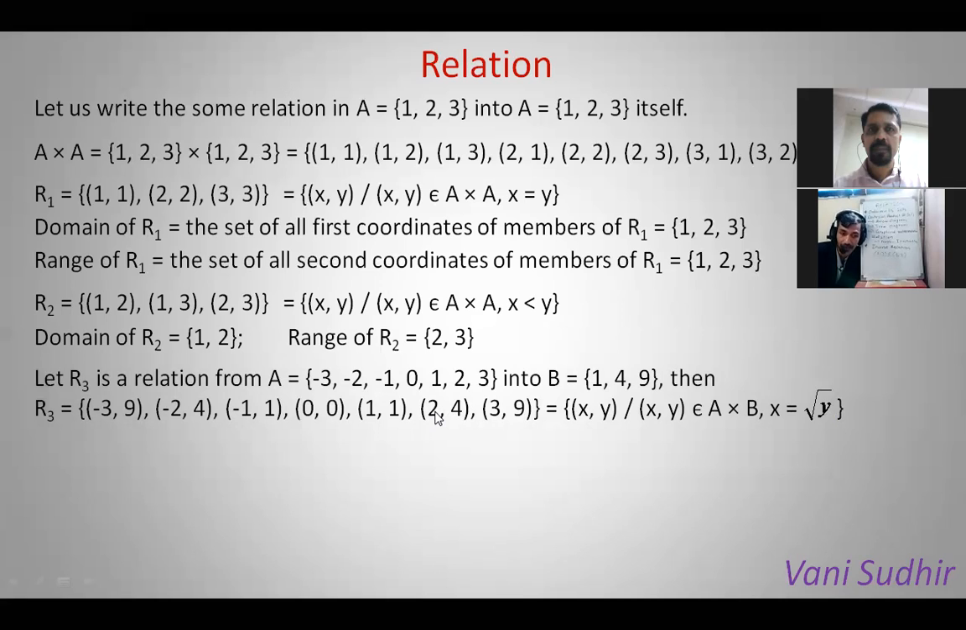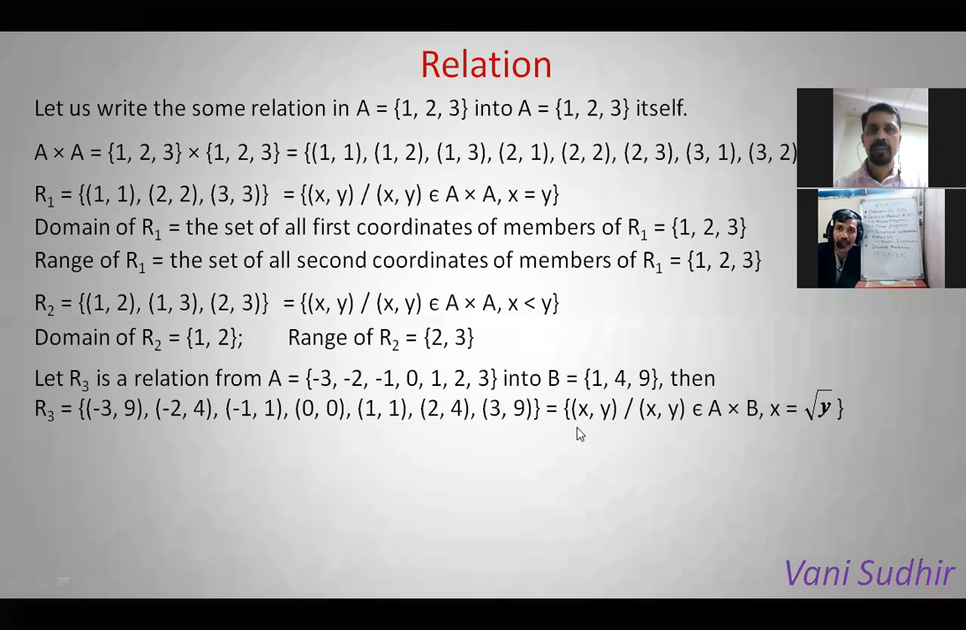Similarly, square root of 4 is 2. Square root of 1 is 1. Square root of 0 is 0. Okay, here what is the formula? Formula also I wrote, see. We'll take ordered pairs such that the ordered pairs will be contained in the cross product A cross B. And what is the formula I told?